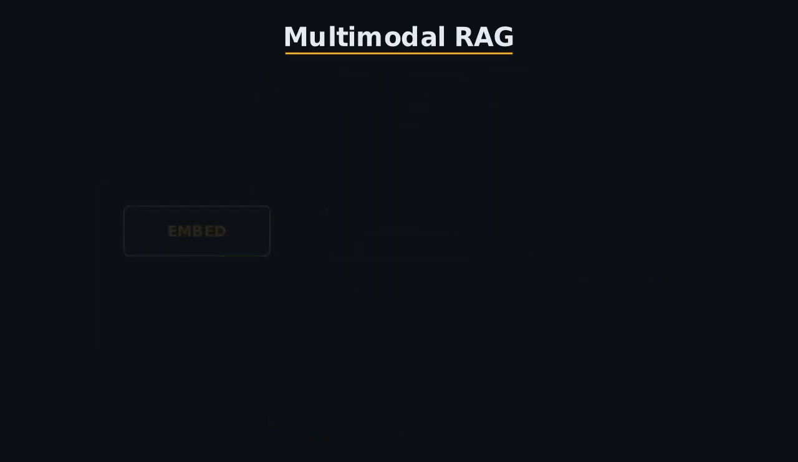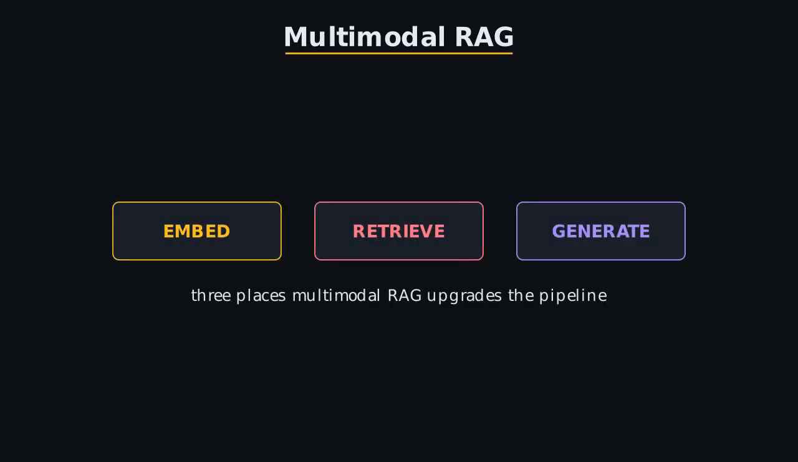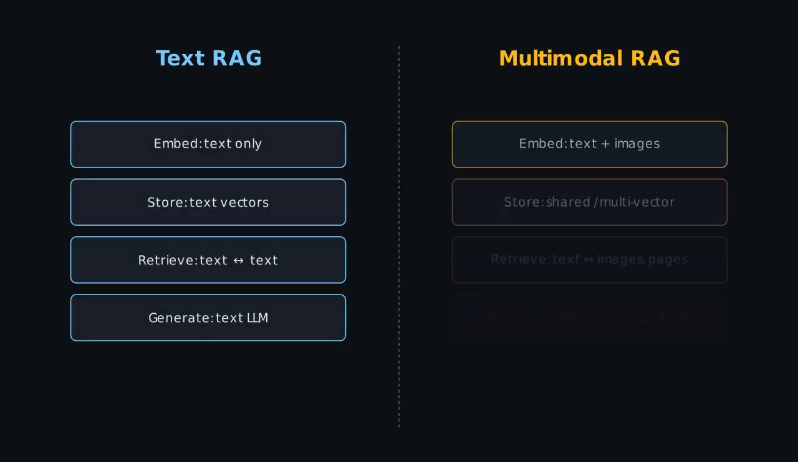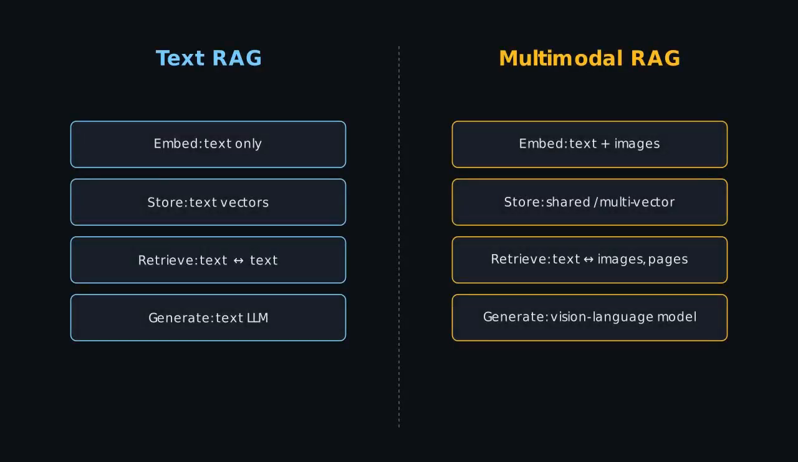Multimodal RAG fixes this by changing the pipeline in three specific places: how we embed, how we retrieve, and how we generate. Let's compare the two pipelines side by side and then dig into each upgrade. On the left, standard text RAG. On the right, multimodal RAG. The skeleton is identical: embed, store, retrieve, generate.